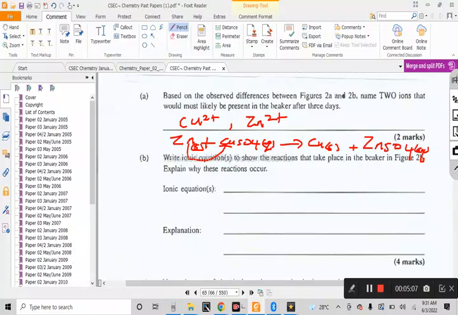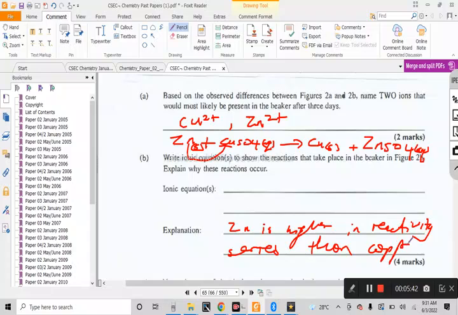Now, why did this occur? This is not the ion equation yet. I'm just showing you the balanced chemical equation, showing one metal displacing another metal from its salt. Why does this happen? Good. Zinc is higher in the reactivity series than copper.